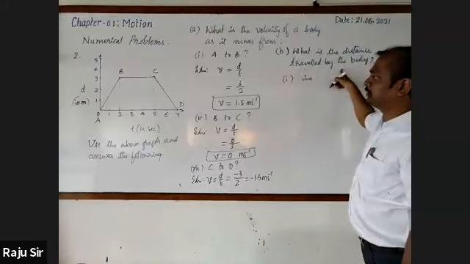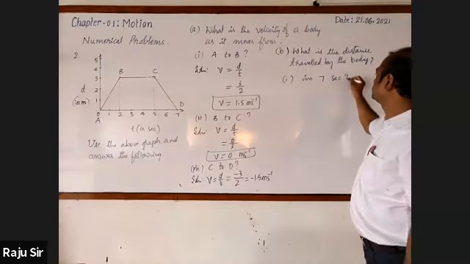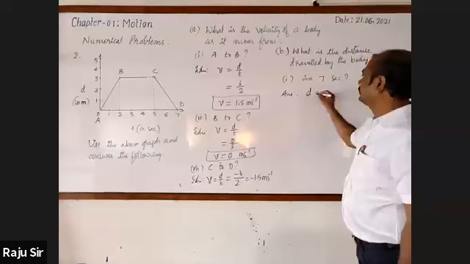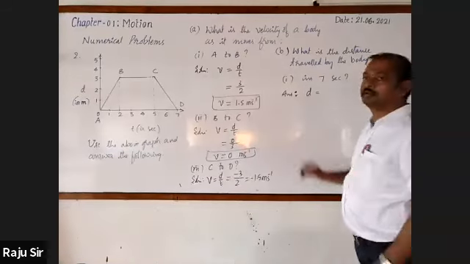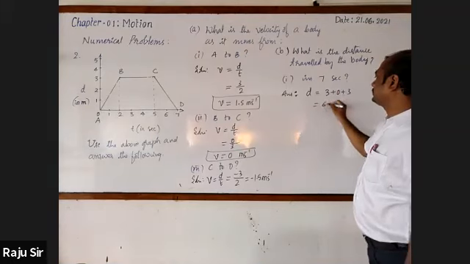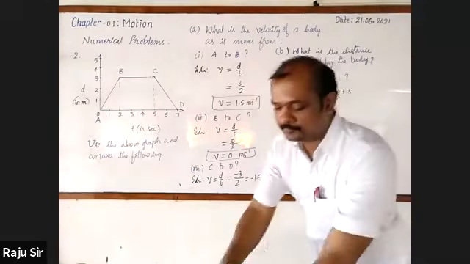First one. What is the distance traveled by the body in 7 seconds? 3 meters. 6 meters. I told you, it is 3 plus 0 plus 3. It is equal to 6.